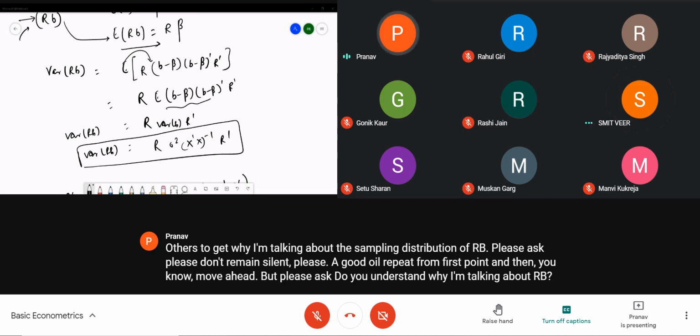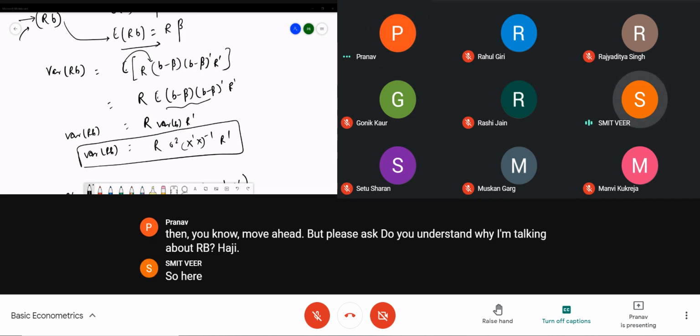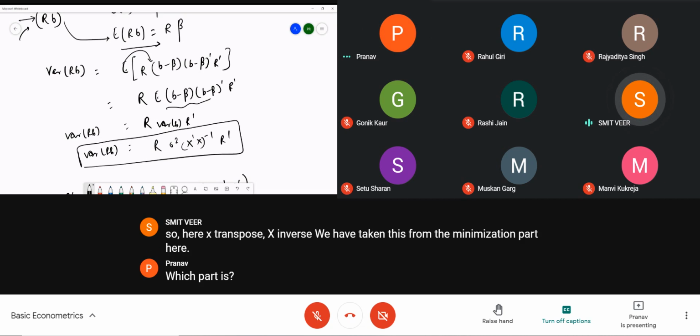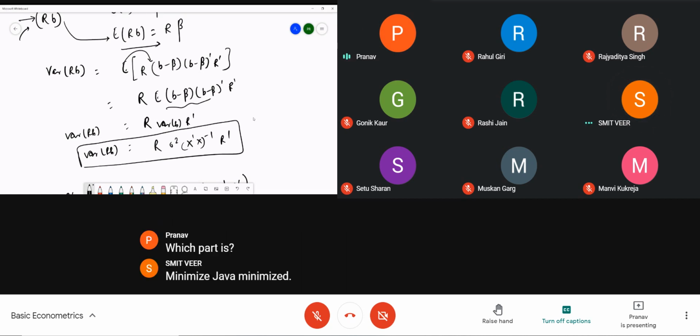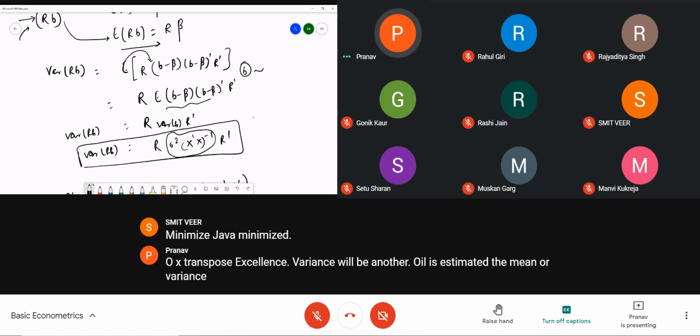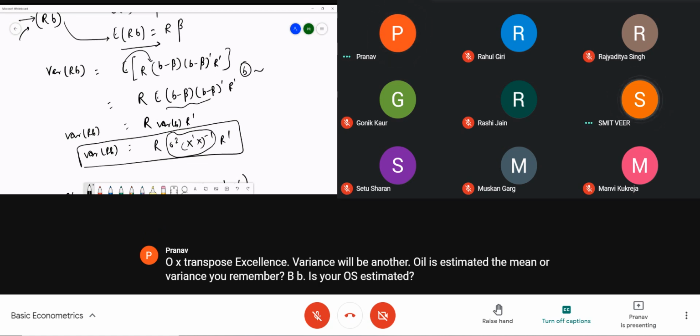Sir, here X transpose X inverse, we have taken this from the minimization part, yeah? Which part here? No, no, this is X transpose X inverse, the variance of b. You remember the mean and variance of the OLS estimator. Okay, yes, b, got it. b is your OLS estimator, no? Yes.